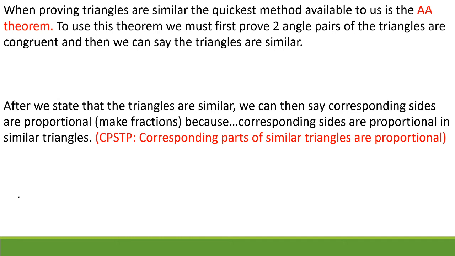Now there are other theorems that we'll get into later, but the AA theorem for proving triangles are similar is probably the go-to one, which basically means that if you can prove that the triangles have two pairs of congruent angles that are corresponding, then you can say that they're similar. So all you need is two angles, not three sides, not two angles and a side, just two congruent pairs of angles between the triangles, and then you can say that they're similar by the AA theorem.